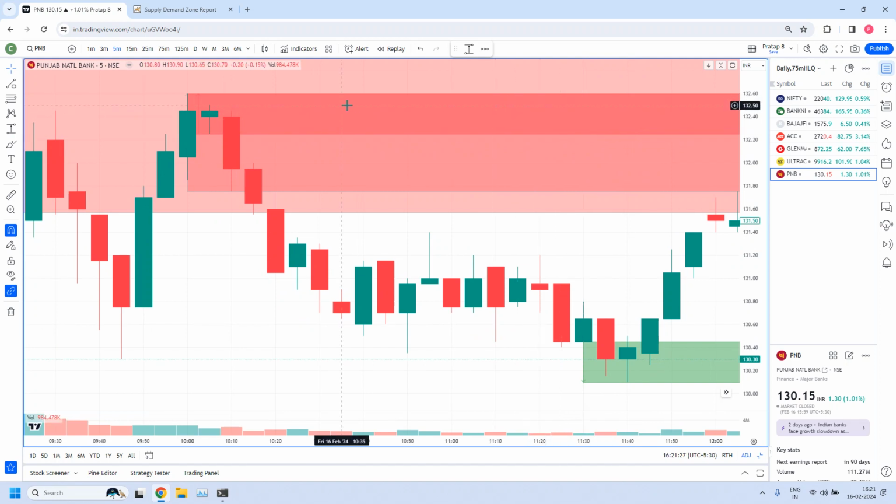Why is this our entry? Because this is a 5-minute zone inside the 15-minute zone. This 15-minute zone is inside the 75-minute zone. The 75-minute high liquidity zone was created in the year 2018. But these 15-minute and 5-minute zones were created in today's trading session. In today's live trading session they were created.